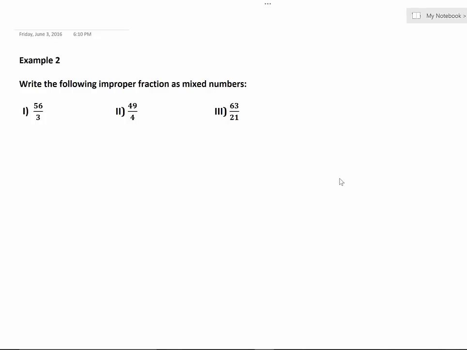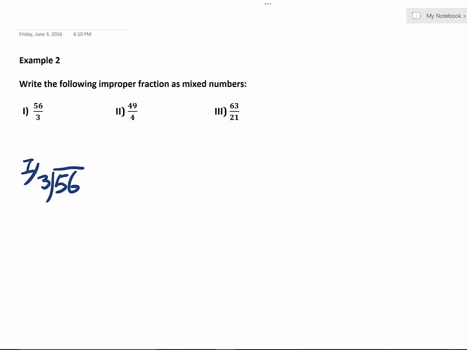Alright, let's take a look at this example. Let's try to write the following improper fractions as mixed numbers. And take a look at the first one, which is 56 over 3. So basically, anytime you try to convert an improper fraction to a mixed number, you just gotta do the division, right? So you gotta write 56 over 3.